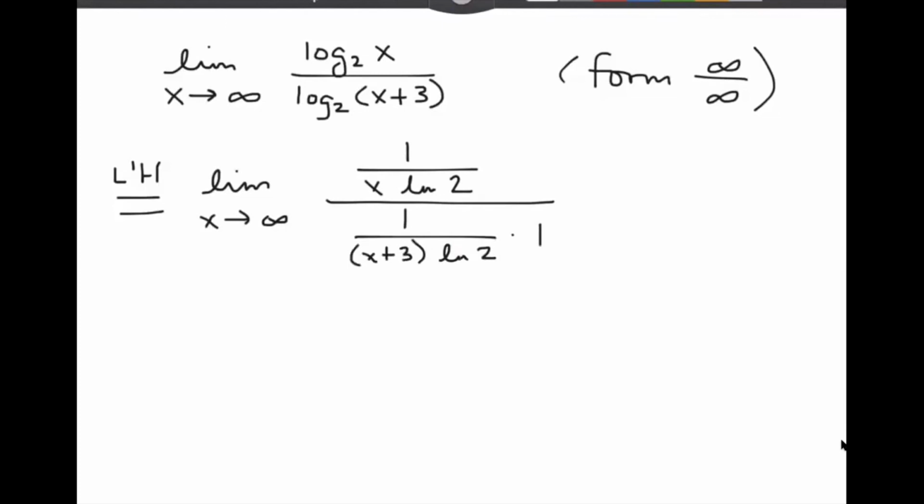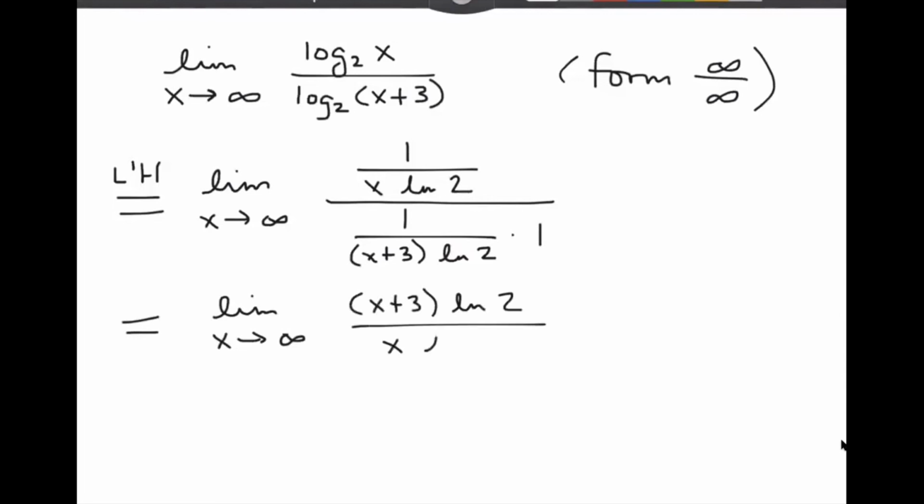All right, so now I'm not going to try anything with this just yet. I am going to rewrite this because I think that we will actually be able to solve this now. So can't we just flip this around so that it's x plus 3 natural log 2 divided by x natural log 2? And then the natural log 2's cancel.